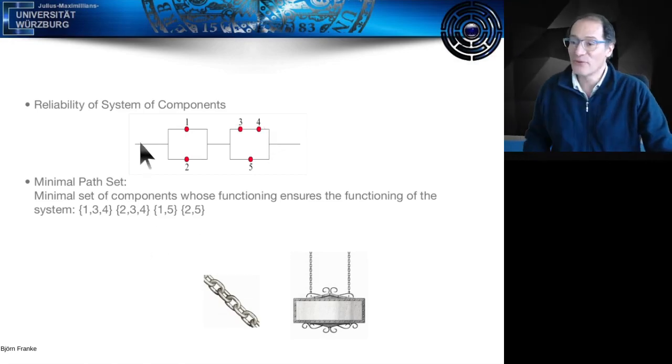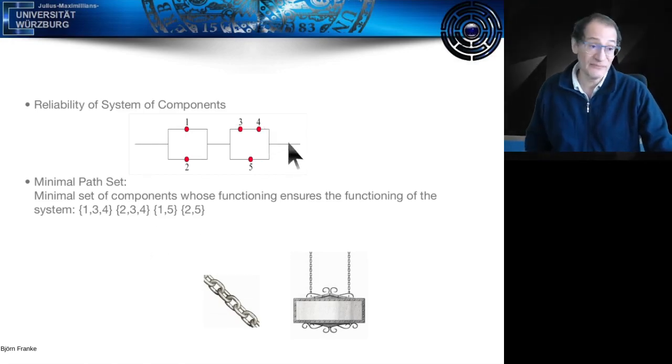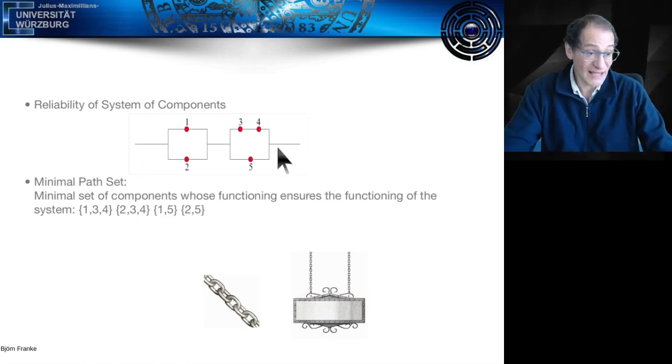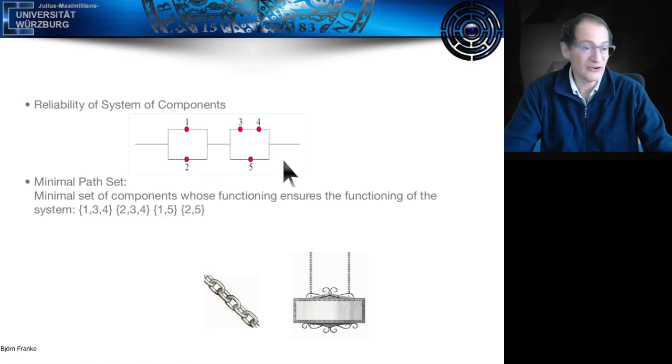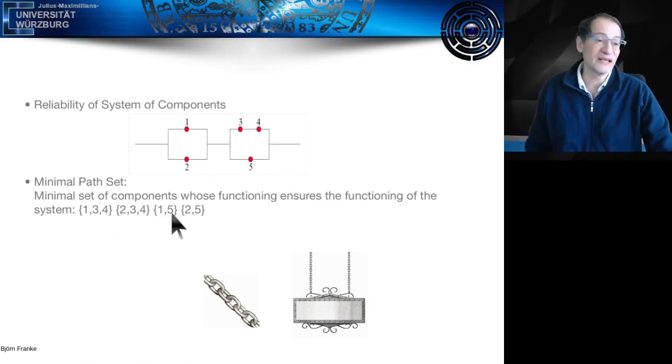So if we want to go from here to here, there are different ways we can take. For example, 1, 3, and 4. Or 2, 3, and 4. Or 1 and 5. Or 2 and 5. These are the different combinations we can have in order to keep the system working.